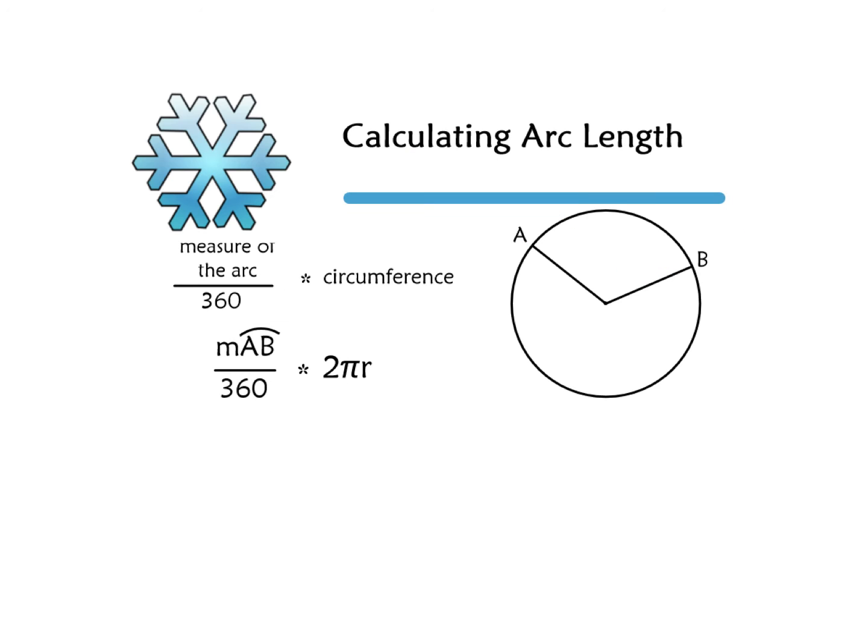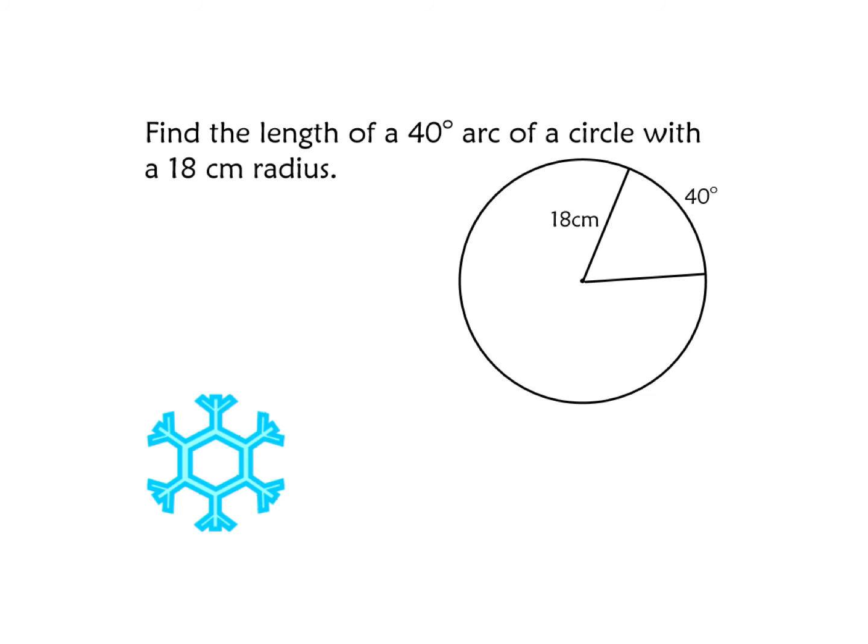So here's the way arc length works. You take a fraction of the circle times circumference. We just talked about how to find the fraction, and we multiply it by circumference. So if I want to find the length of a 40-degree arc of a circle with an 18-centimeter radius, I need fraction times circumference. My fraction is going to be 40 out of 360 times my circumference, which is 2 times pi times 18.